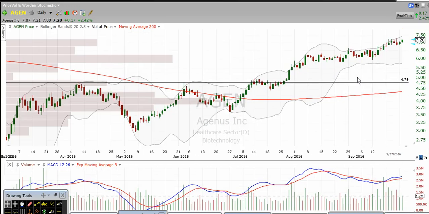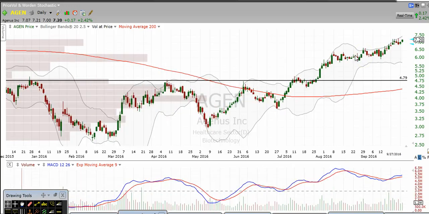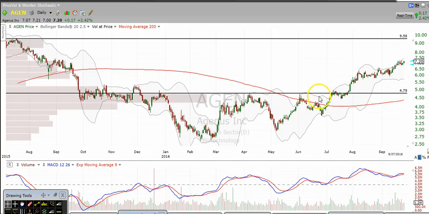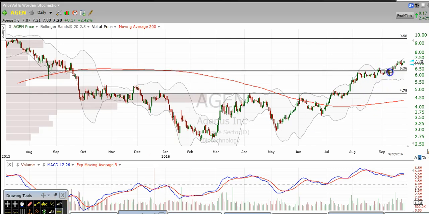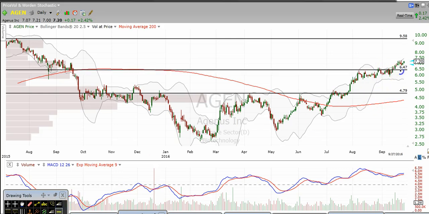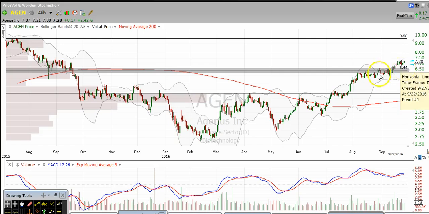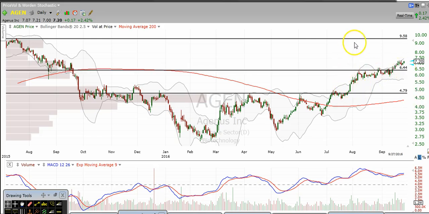Let's see if I can see anything else on this. Yeah, that's really it. We've got a little bit of support here around 650. You can see that it got rejected right here, here, here, here, here, and then we broke over it right there with that candle. So some little support right here at 650, but the main support down here is at 480, main resistance up here at 950.